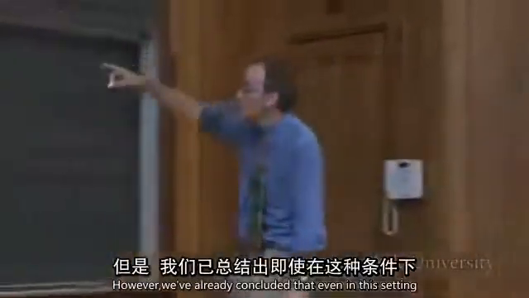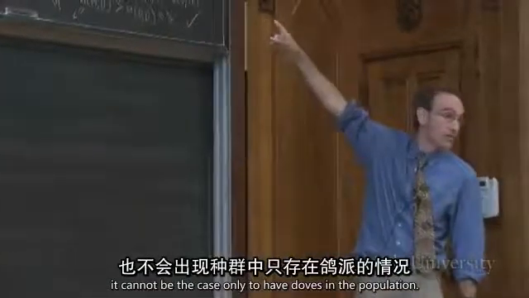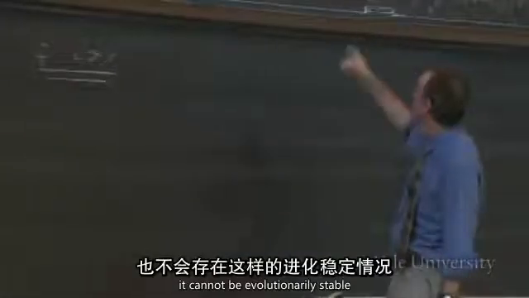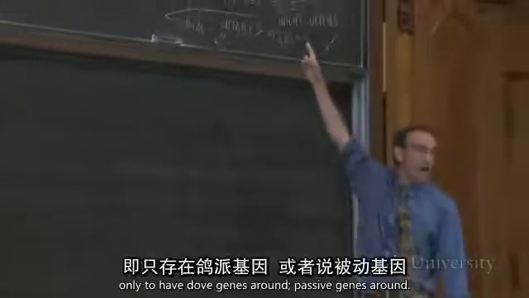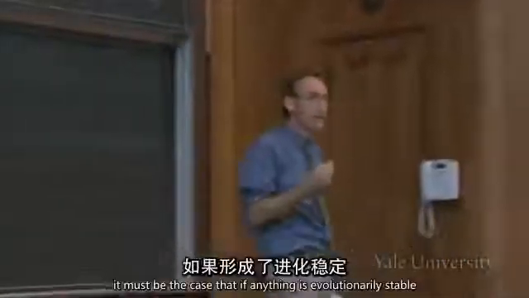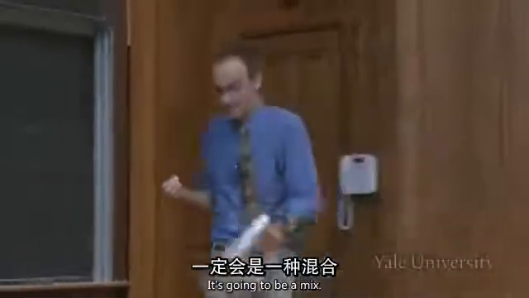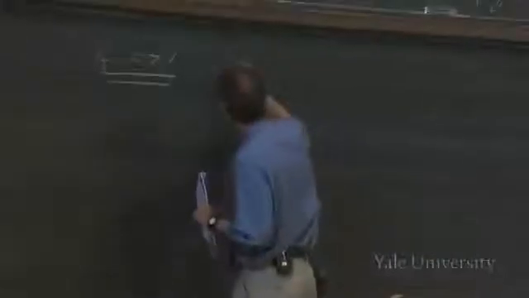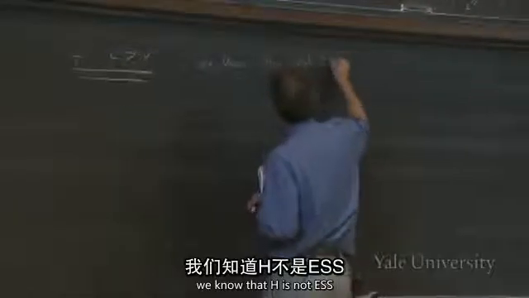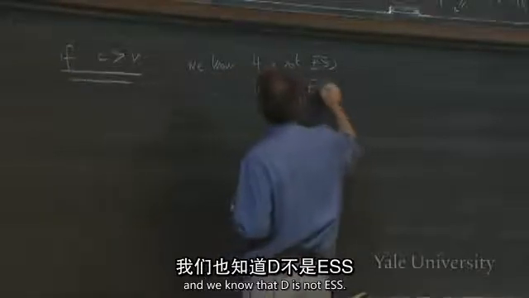However, we've already concluded that even in this setting, it cannot be the case only to have doves in the population. Right? We've shown that even in the case where the cost of fighting is high relative to the prize, it cannot be evolutionarily stable only to have dove genes around, passive genes around. So in this case, it must be the case that if anything is evolutionarily stable, it's going to be what? It's going to be a mix. So in this case, we know that H is not ESS, and we know that D is not ESS.